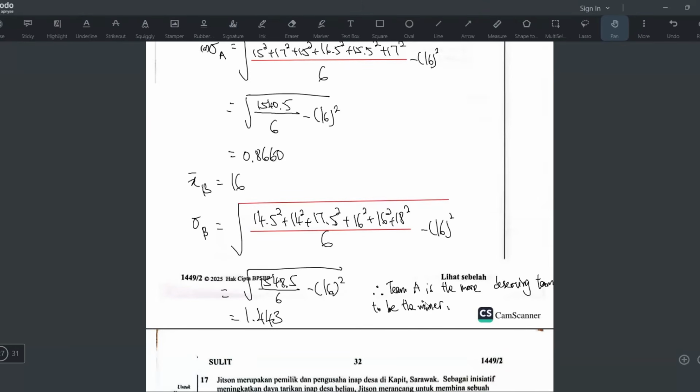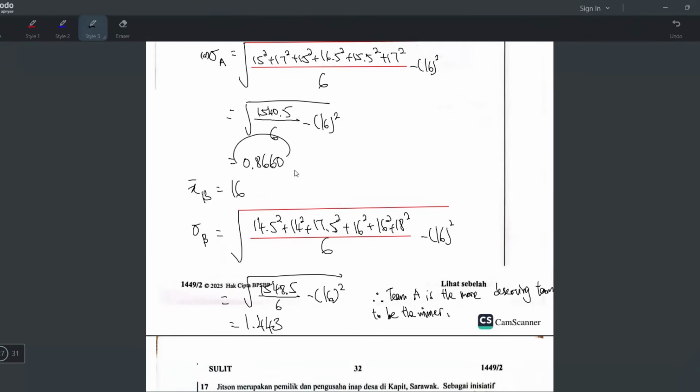Okay, but I've seen questions that ask for the reason. I remember there's one state paper that asks exactly like that, and they ask for the reason. So I want to mention how to write it. You have to mention that Team A has a smaller standard deviation, and also mention that Team A is more consistent. Make sure you mention this if you want to write the reason. Standard deviation lower means it's more consistent. That's why it's more deserving.